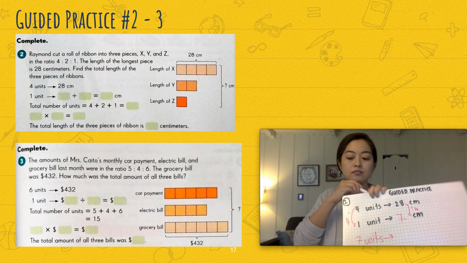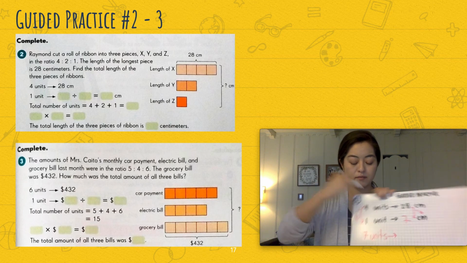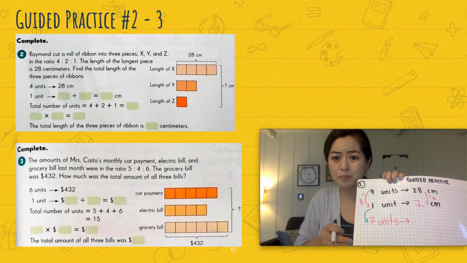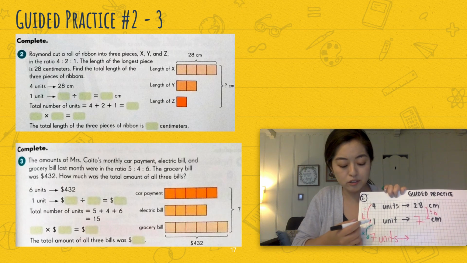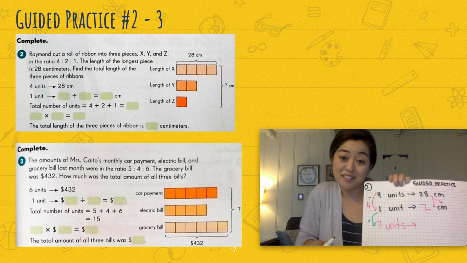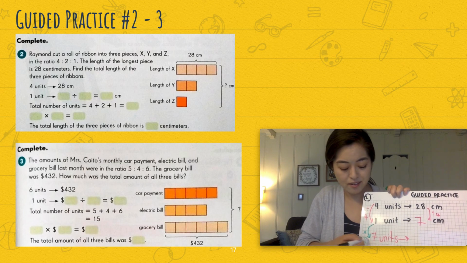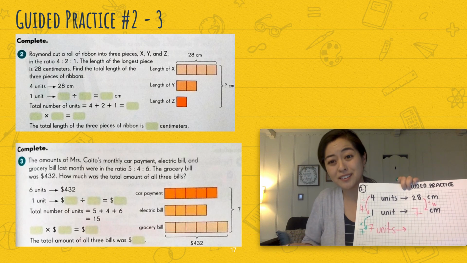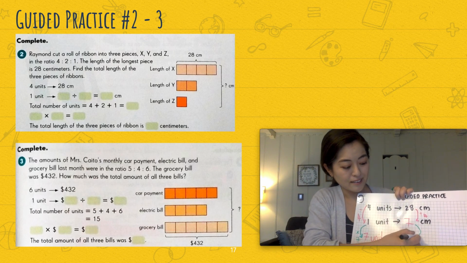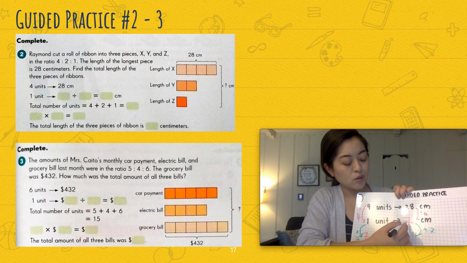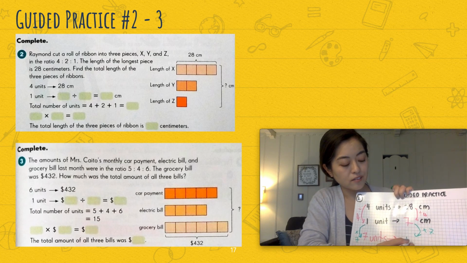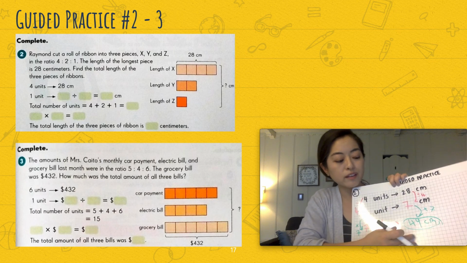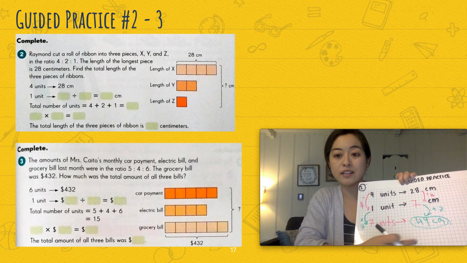So now let's see over here. From 1 to 7, did I get bigger or smaller? I got bigger, so I have to multiply. What do I multiply 1 by to get 7? 7. 1 times 7 is 7. Whatever I do on this side, I have to do it on the other side. So 7 times 7 is 49. So my total length of my string is 49 centimeters.